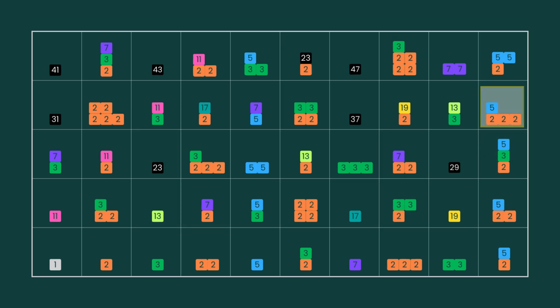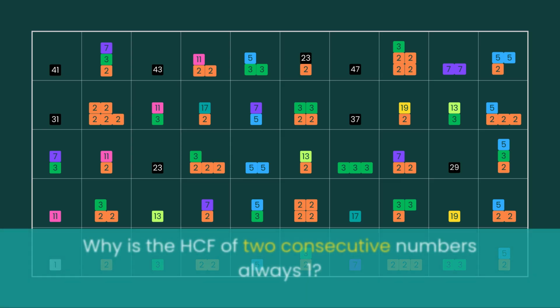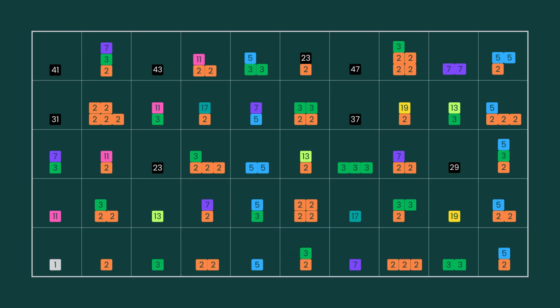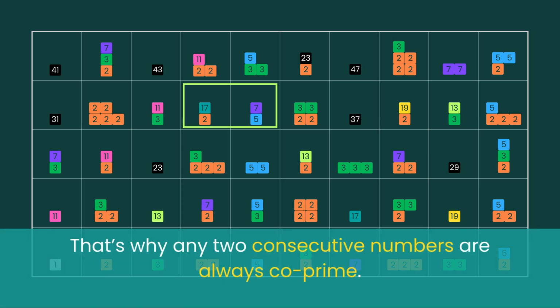Now, here is another mind-blowing pattern. Why is the HCF of two consecutive numbers always 1? Let's take 8 and 9, or 14 and 15. Do they have any common prime cards? Exactly. Since consecutive numbers never have a common prime card, their only common factor is 1. This means their HCF is always 1, making any two consecutive numbers co-prime.